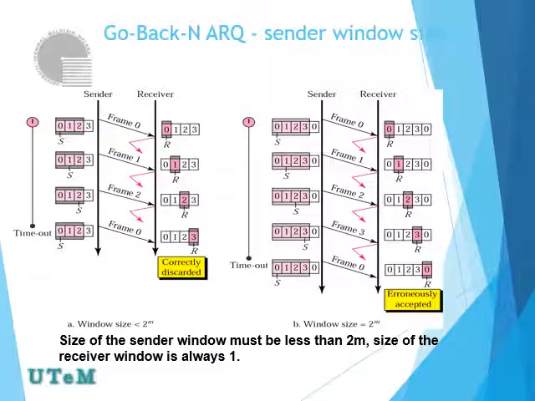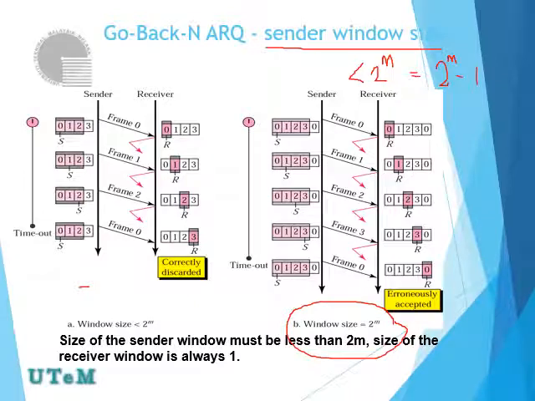Okay, this slide explains why the sender window size must be less than 2 to the power of m, or equal to 2 to the power of m minus 1. So here, if the window size is equal to 2 to the power of m, what will happen? This is the expected frame to be received by the receiver. When it receives it, it will accept it and shift to the next frame.